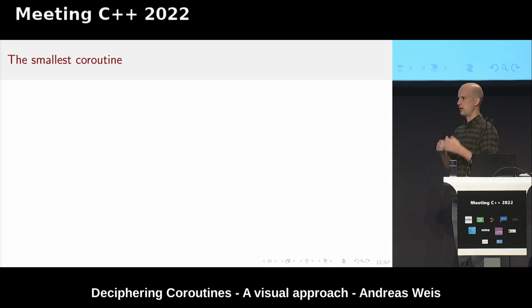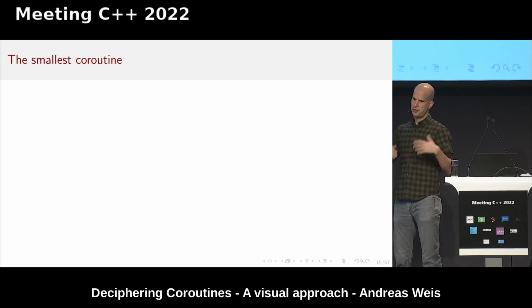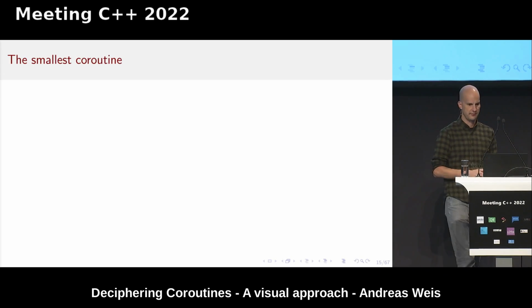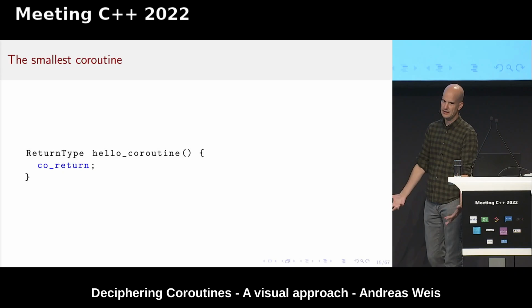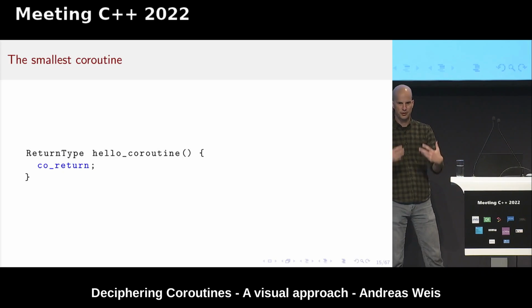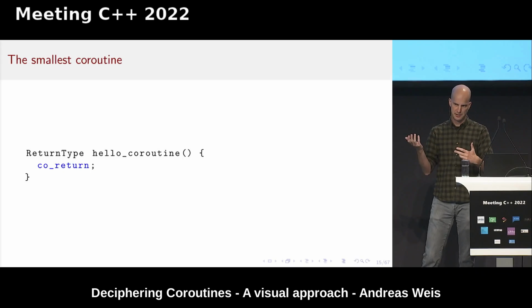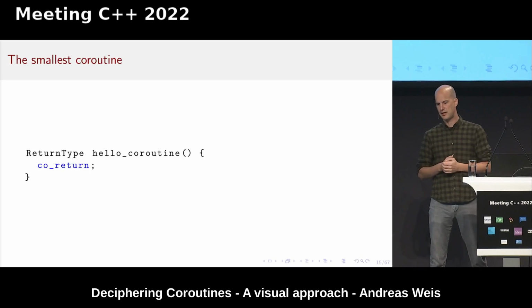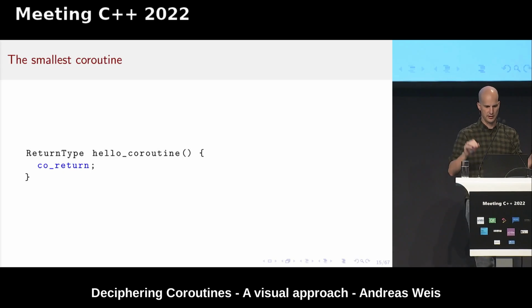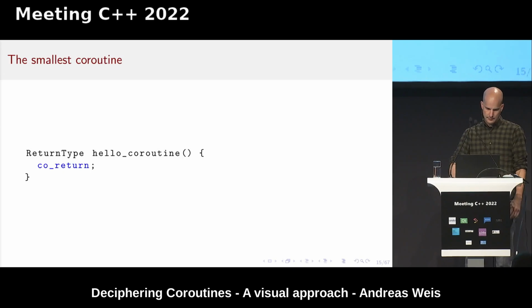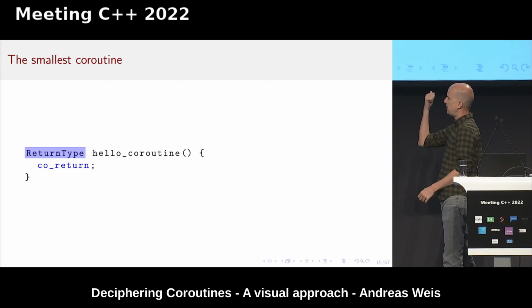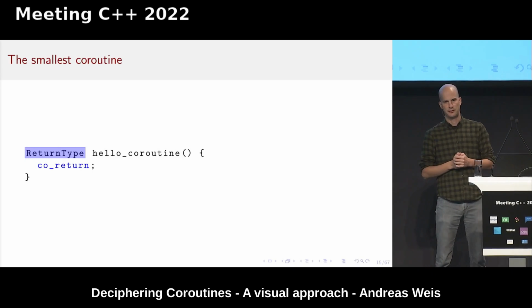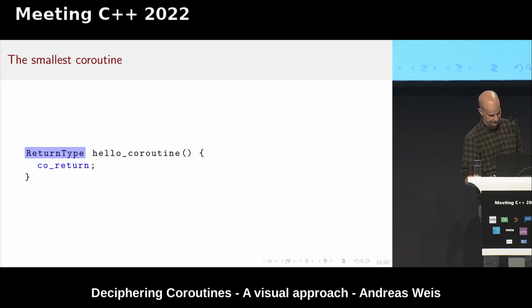So let's take a step back, and let's try to write the simplest, smallest coroutine that we can think of. So this is the simplest one that I could think of. It's basically empty. I need to put one of the three keywords in there so that it's not a function but a coroutine, so I just use an empty co-return, right? That's all I do. So this doesn't compile because I didn't define my return type yet. So that's the next step.